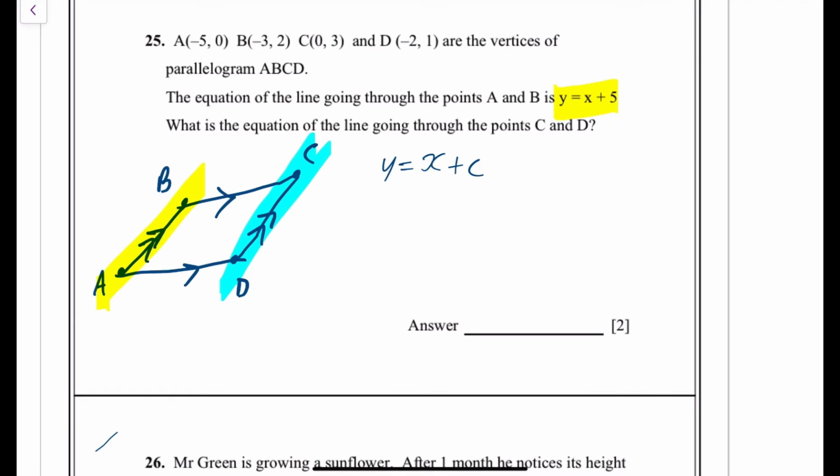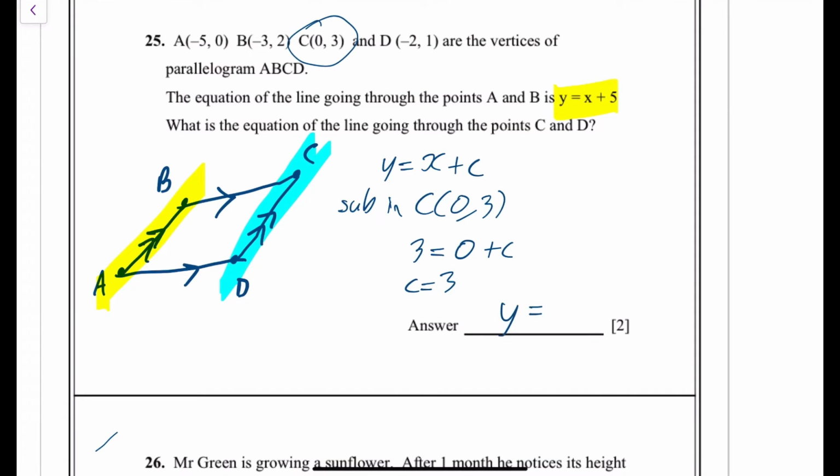And then just sub in one of your points. So sub in C or D. The easy one to sub in is this one. I'll just say sub in C, which is (0, 3). So my y value is 3 when my x value is 0. So it's just 0 plus c. So that just gives you c is equal to 3. So your answer is y is equal to x plus 3.